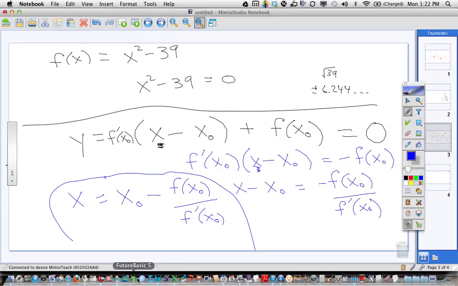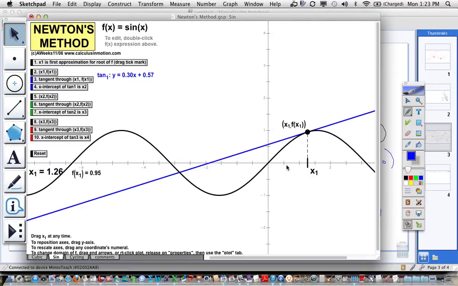Let's go back to our picture here. Oh, they called it x sub 1. Okay, so this would be like my x sub 0. They called it x sub 1. And I plug that in, I ride the tangent line down to there, and what's that give me? X sub 2, right? So here's x sub 1, my first guess. Plug it in, that's f of x sub 1. I do the slope, which would be f prime of x sub 1. Gives me my tangent line. I set that equal to 0. I find where it's equal to 0, and that's called x sub 2.